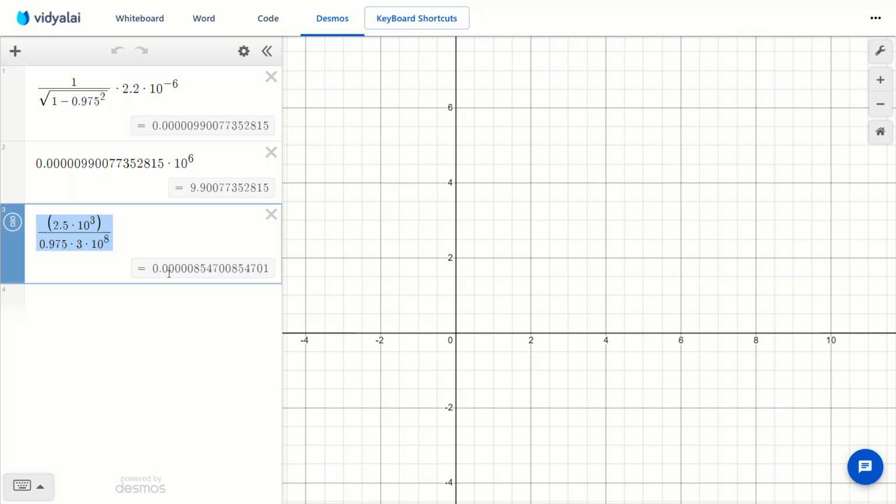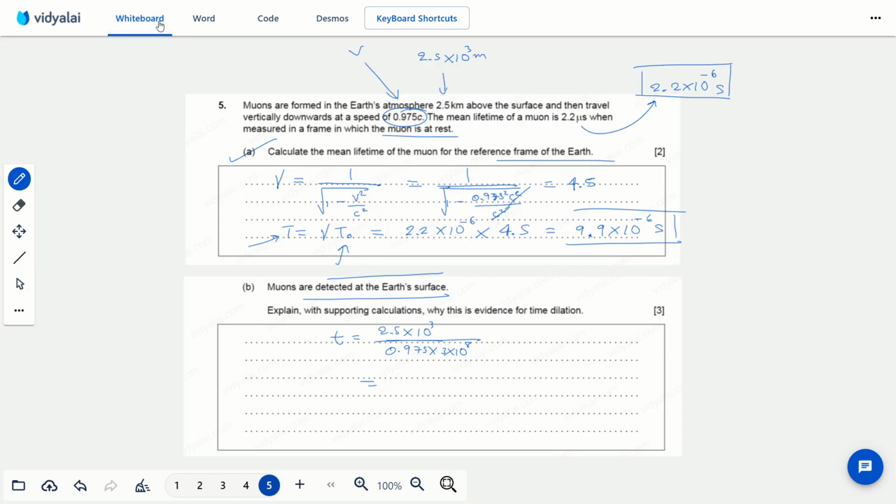Again, we have 5 zeros until we reach the first non-zero digit. So it's 8.5 microseconds, which we can also write down as 8.5 milliseconds or microseconds.